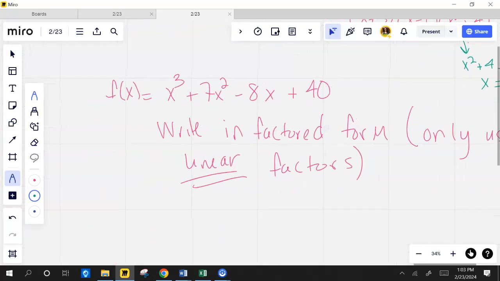Back to this polynomial. Let me walk you through it, because we're going to use these steps. Factor this fully using only linear factors. Here we go. Can you factor that as it sits? No. Since I cannot factor it, it does not factor.